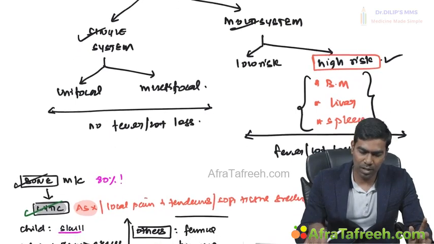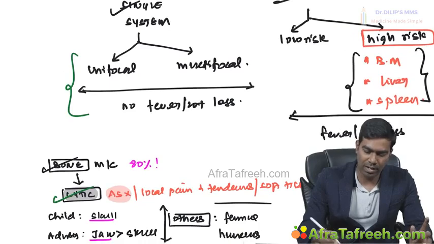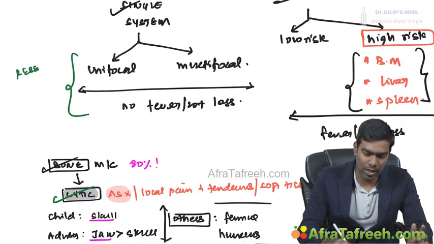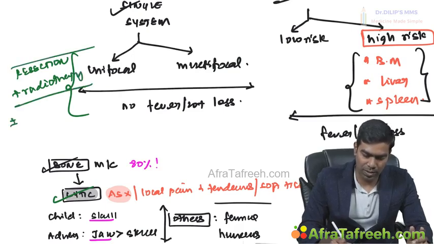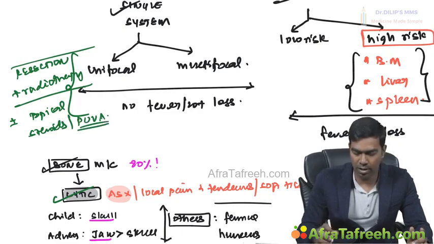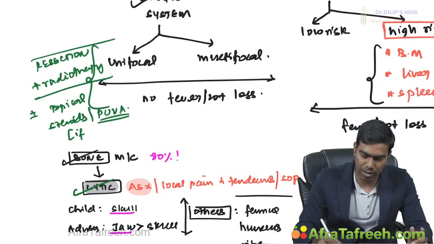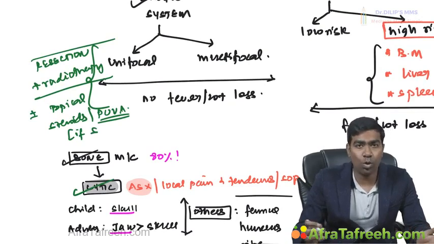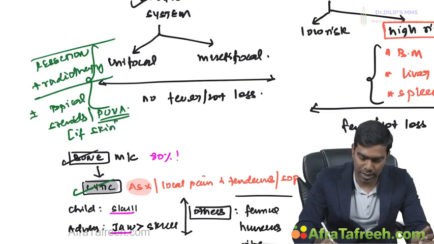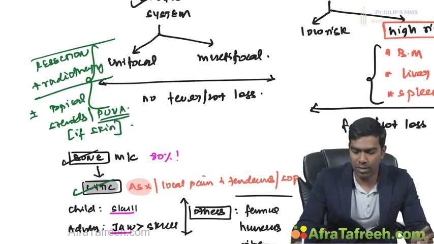That's it. Why? Because the treatment is going to differ. If it's a single system involvement, you are going to do only less intensive things, like only resection, plus or minus radiotherapy. That's all. If the skin is involved, then you can give topical steroids or PUVA therapy. That's psoralen and ultraviolet light. You all know that, you have studied it in detail in dermatology.